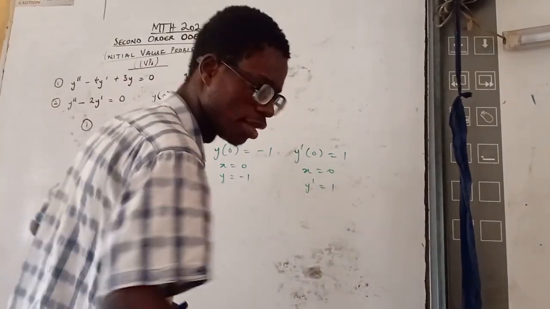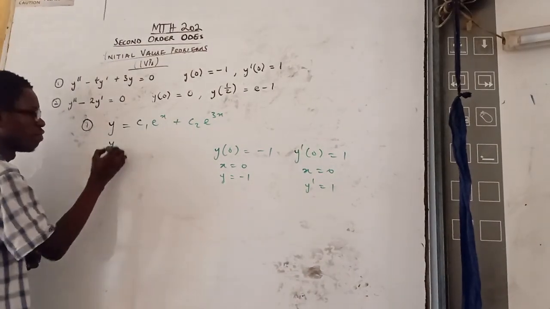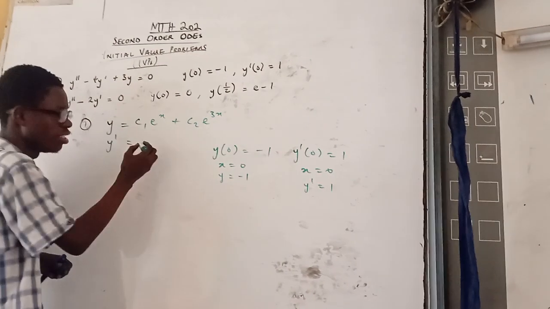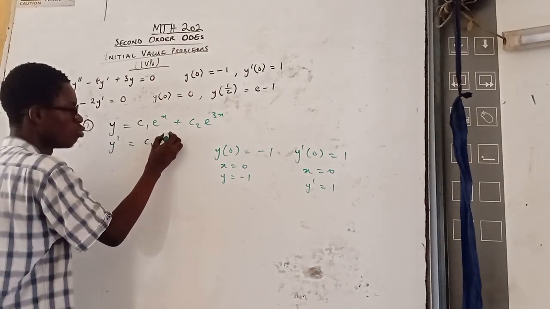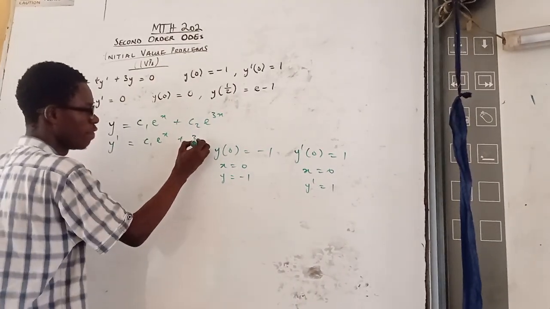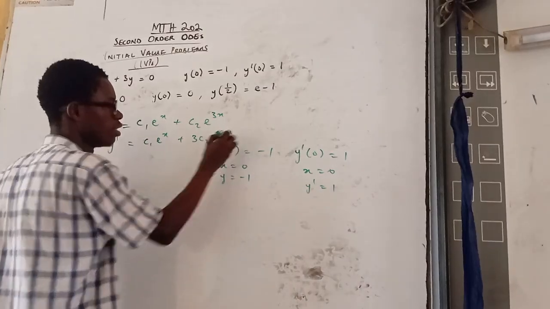So what does this mean? Let us differentiate this first. If we differentiate, we have y prime equals c1 e raised to power x plus 3c2 e raised to power 3x.